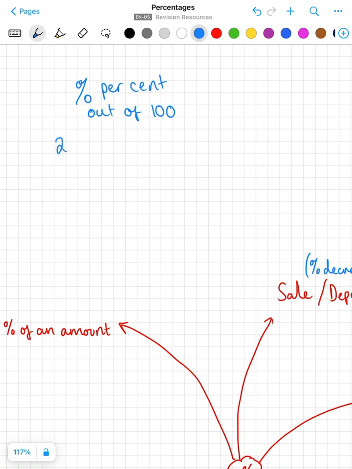So if we have 25%, that means 25 out of 100 as a fraction. We could simplify that to be 1/4, or we could write that as a decimal 0.25. I'll be using this method of writing fractions as decimals quite a lot.